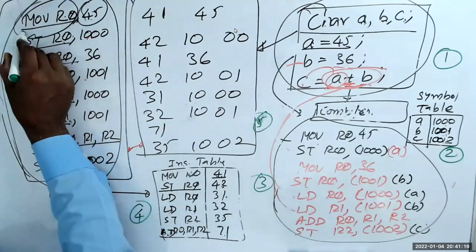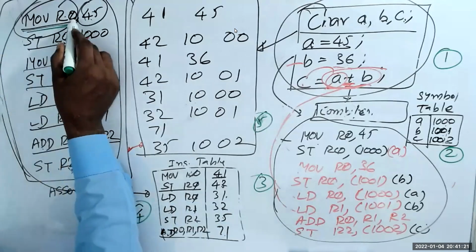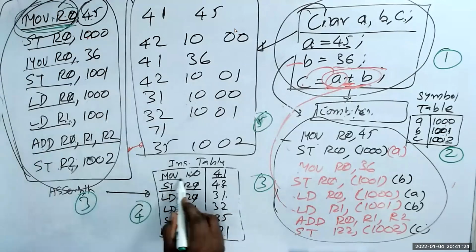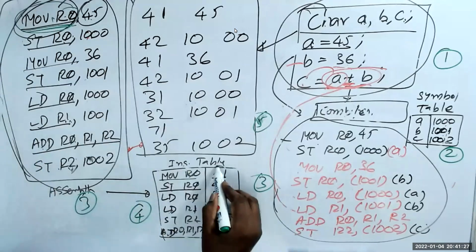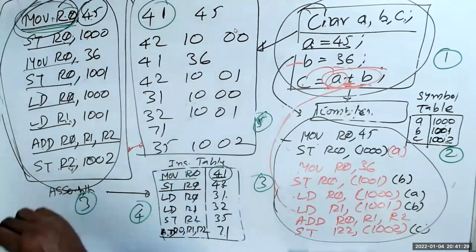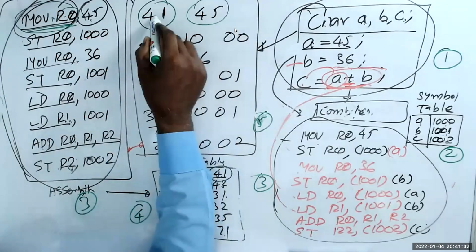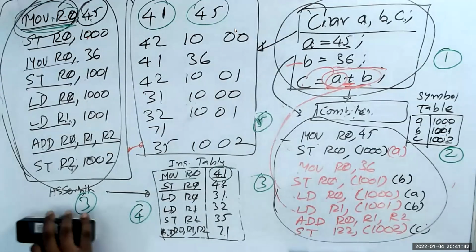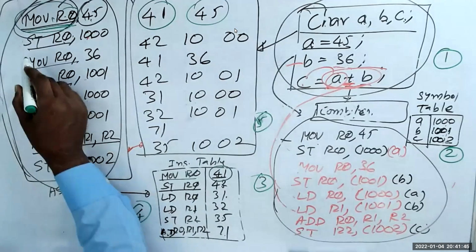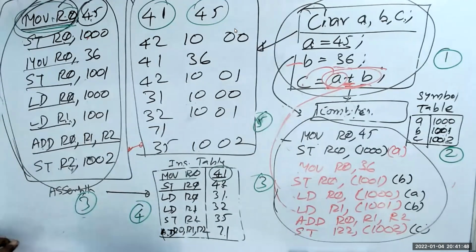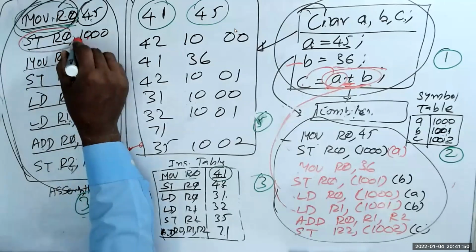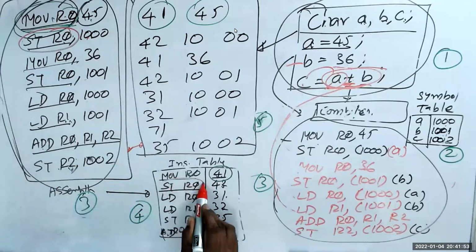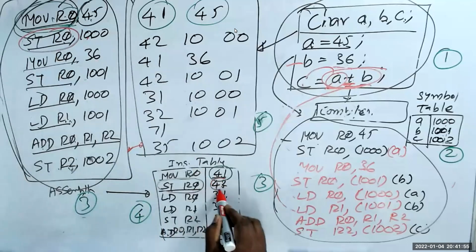See, MOVE R0 is the assembly instruction. I go and refer to the table. This is 41, so I write 41 here. Then the 45 is an operand. If you write 7 plus 3, the plus is the operation, and 7 and 3 are the operands. You don't change the operand, you only change the operation. Now STORE R0 is the operation, and STORE R0 means 42. I write 42 here.